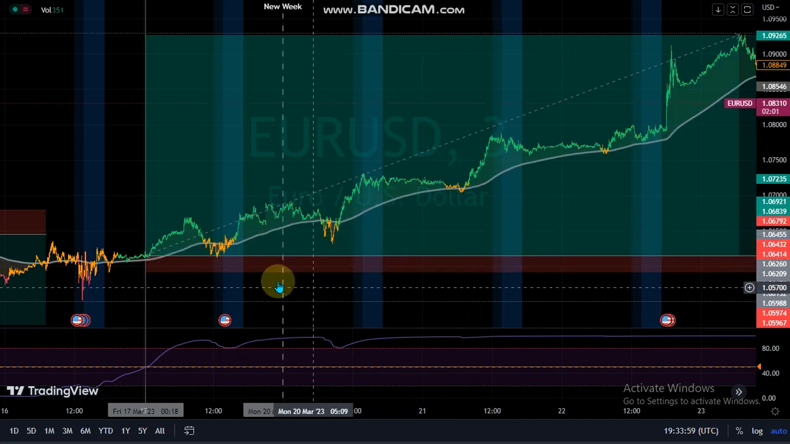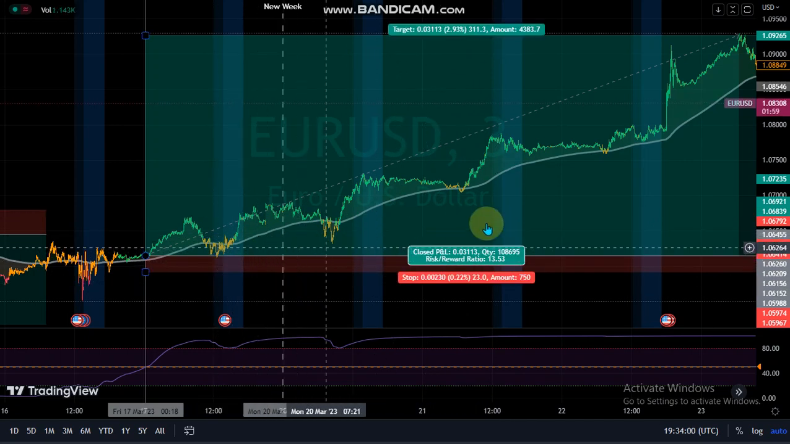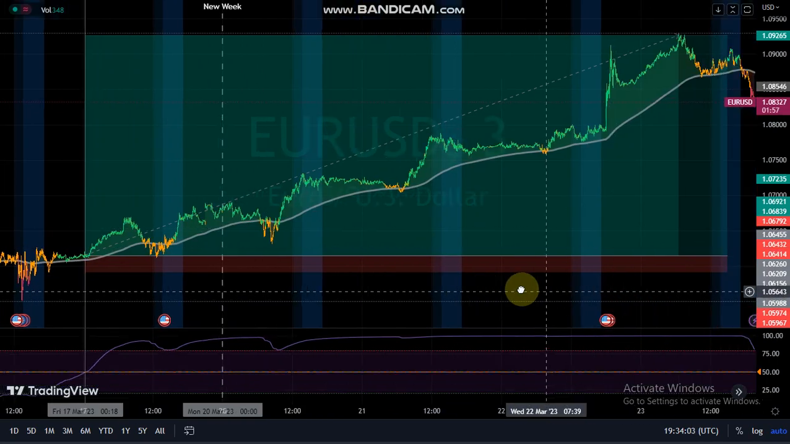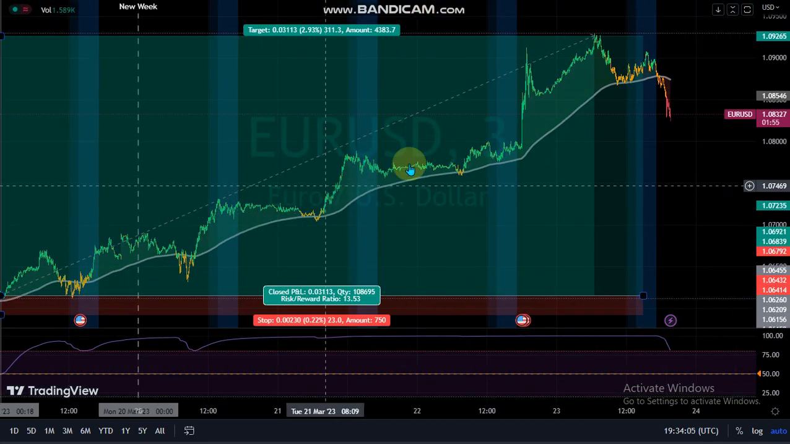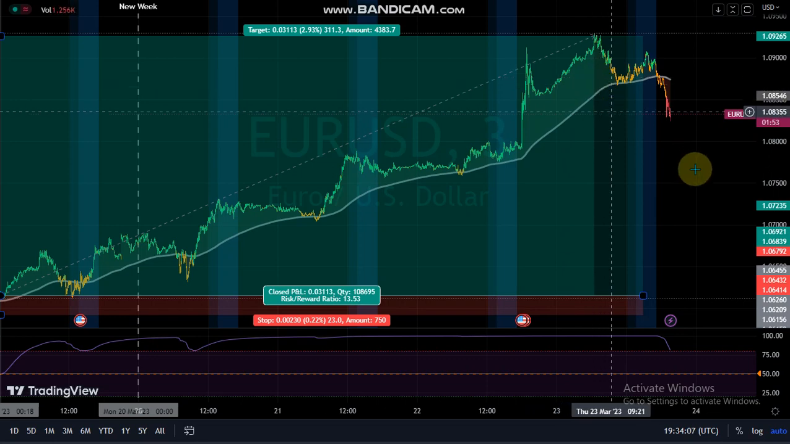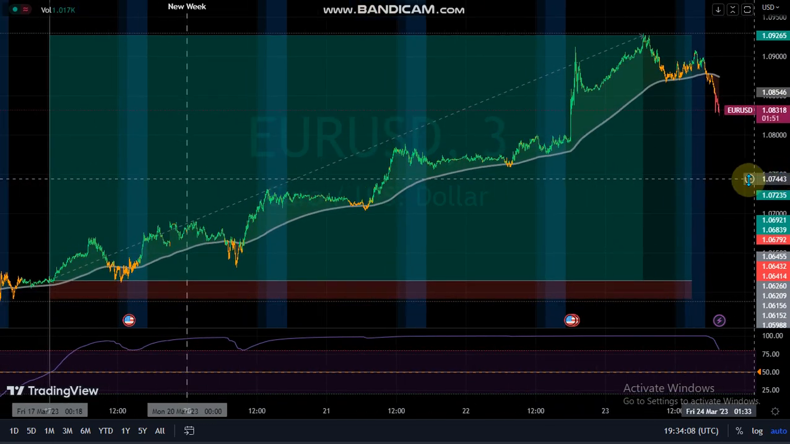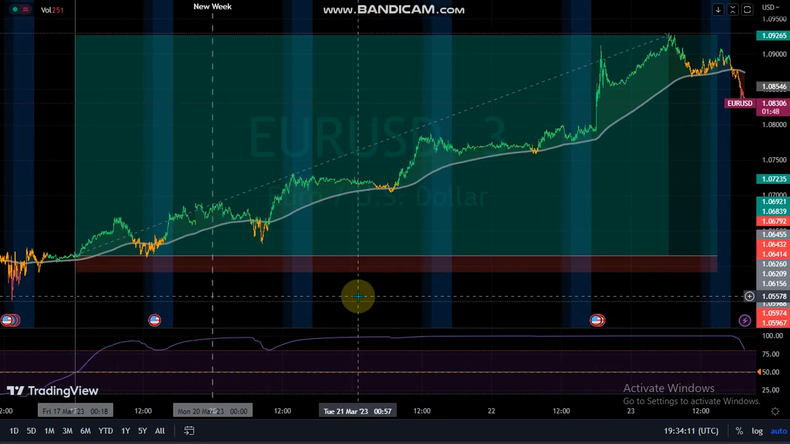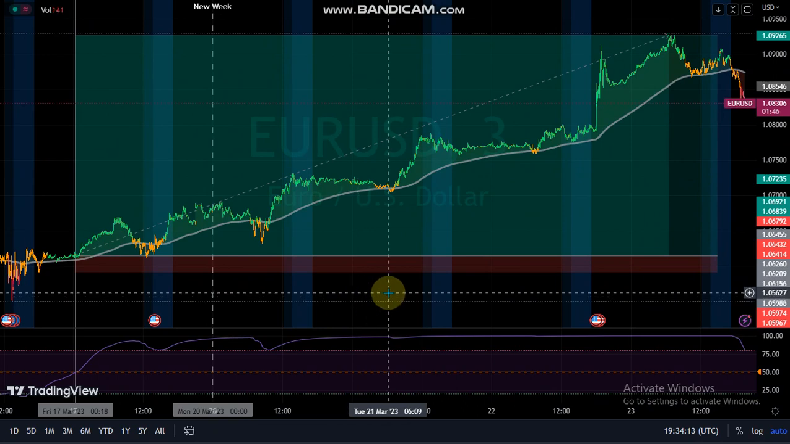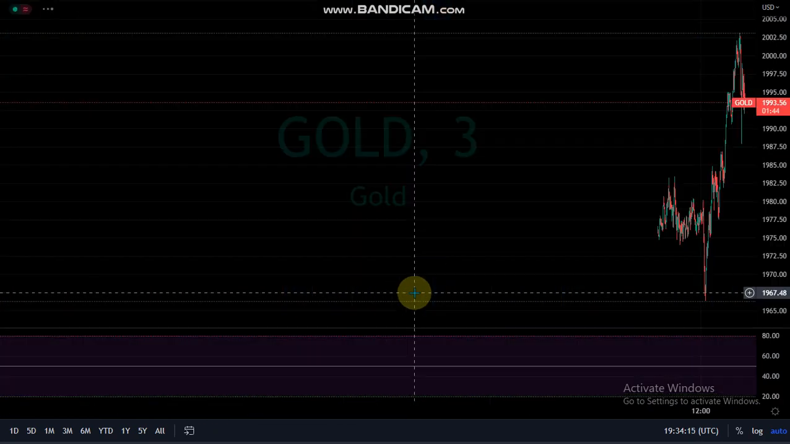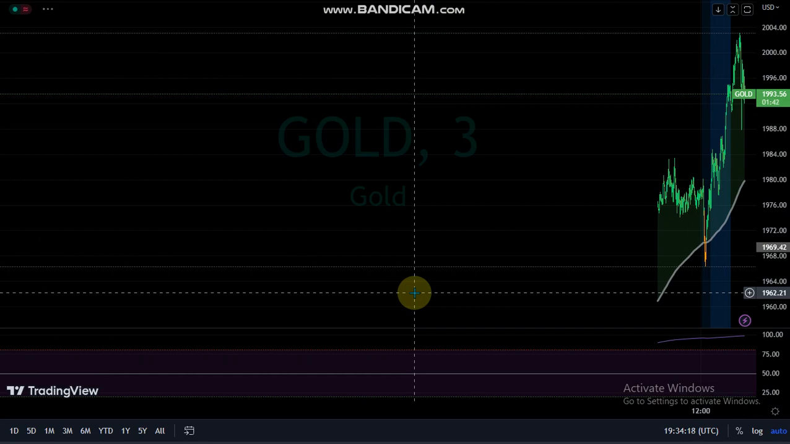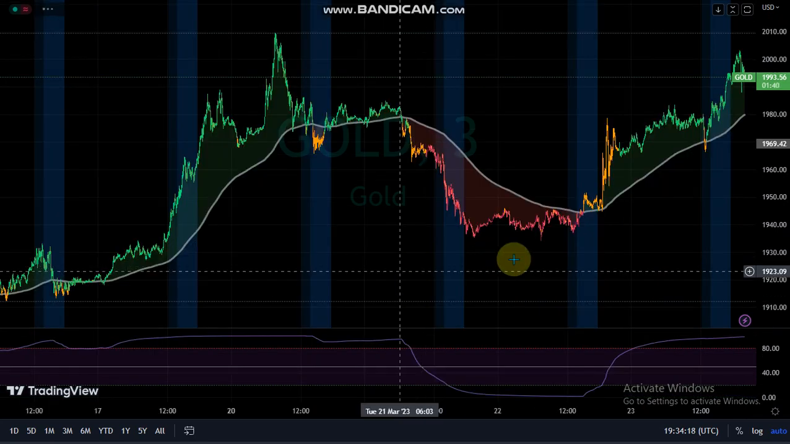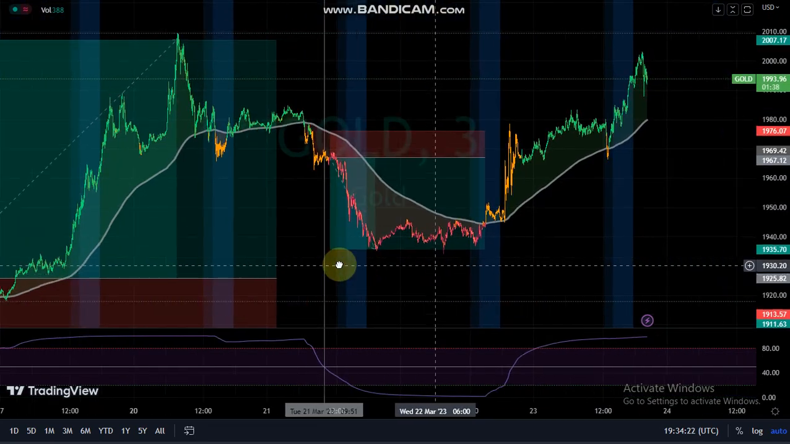So the other one will be you just have to trail the other one until you actually get the best of this huge movement of the market, so that you will not lose it. So let us check the gold charts also, and see what we can actually derive from it.